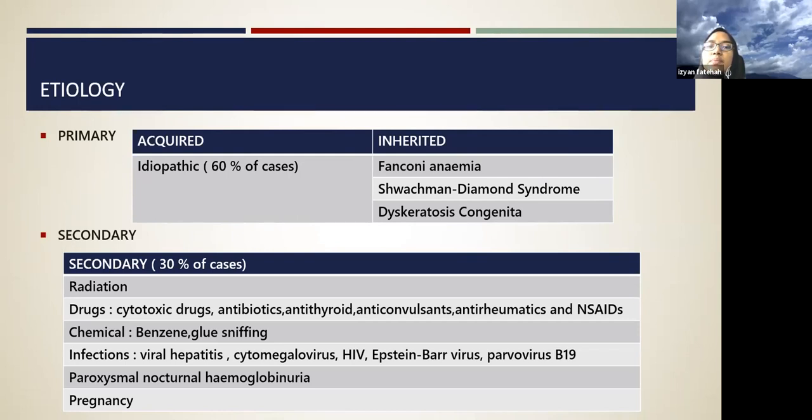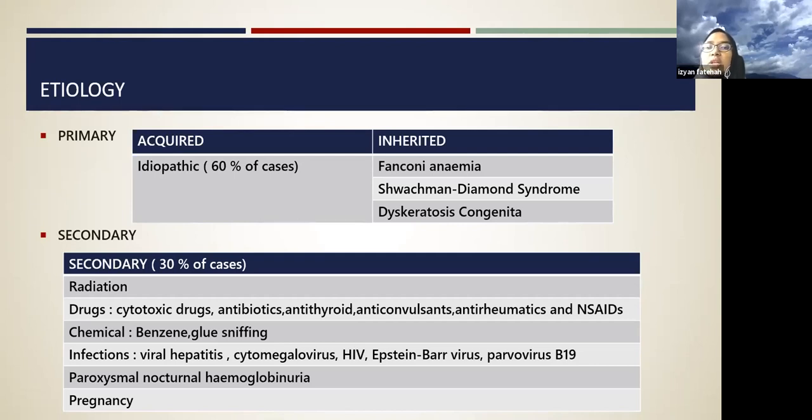Other than that, aplastic anemia also can arise due to infection. The most common infection is viral hepatitis, but the specific type of viral hepatitis is unknown. Hepatitis A, B, and C are not the culprits. So it also can be due to infections of cytomegalovirus, HIV, Epstein-Barr virus, and also parvovirus B19.